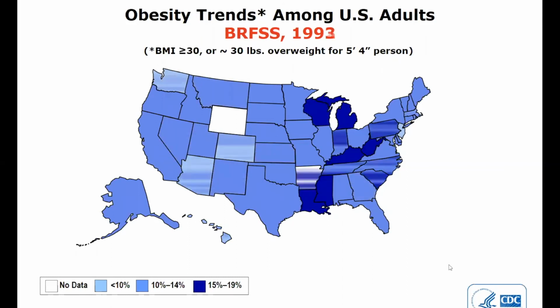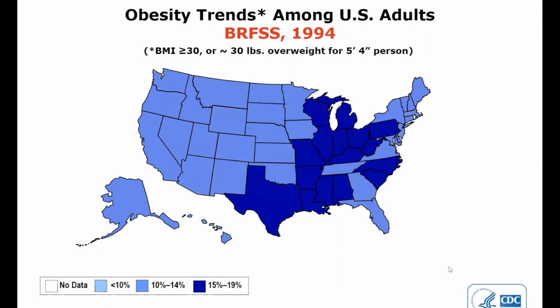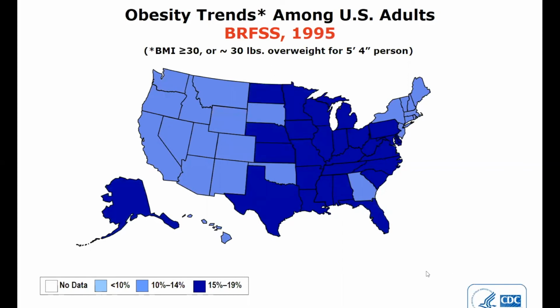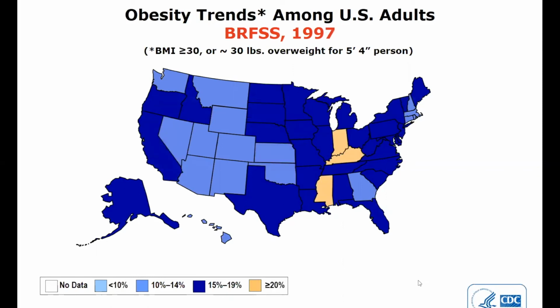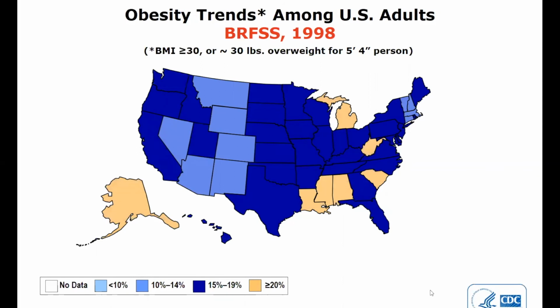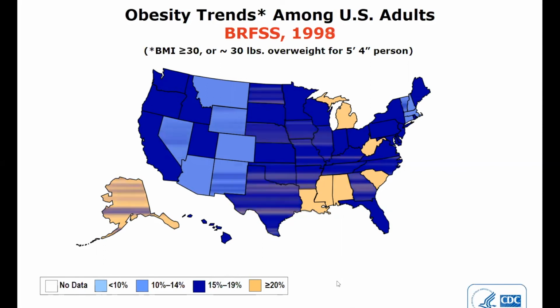92, 93, 94, 95, 96, 97, 98. Notice a new category was added with greater than 20% of the population was obese.